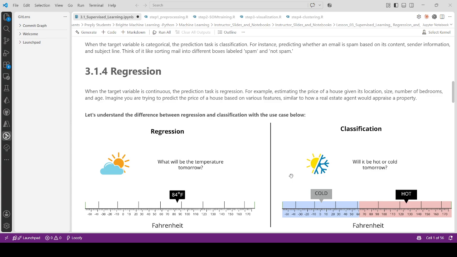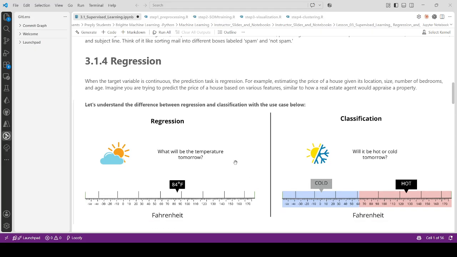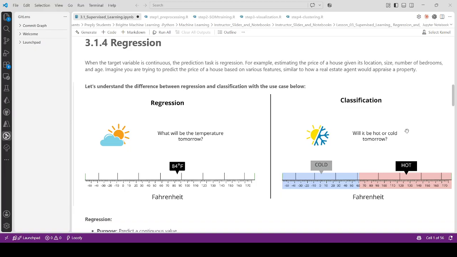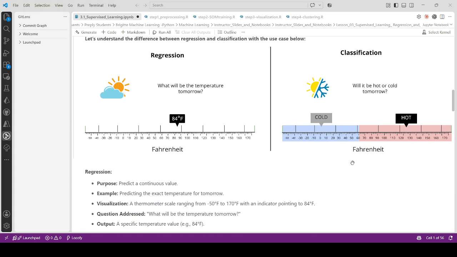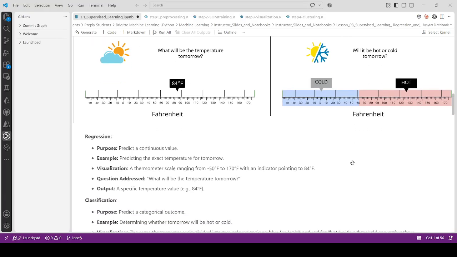So here you can see the difference between regression and classification with the help of temperature. What will be the temperature tomorrow? So temperature is a continuous phenomenon. Maybe 84 Fahrenheit, then 85 Fahrenheit, 85.5 Fahrenheit, and so on. But when we talk about classification, we just talk about hot or cold. So that is some discrete values over there.